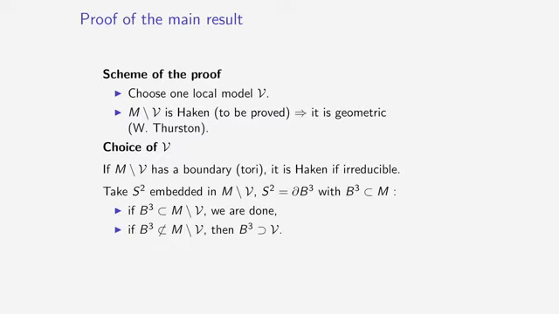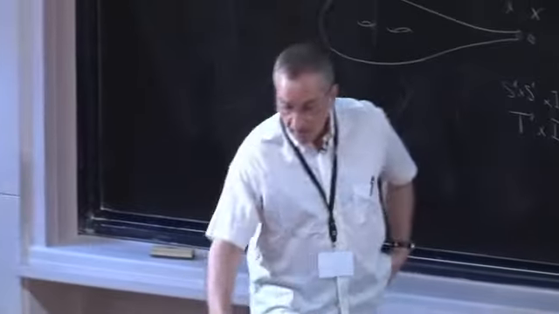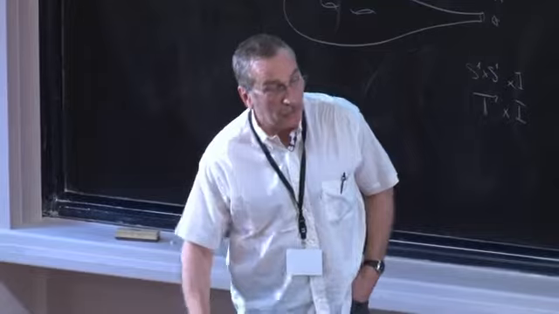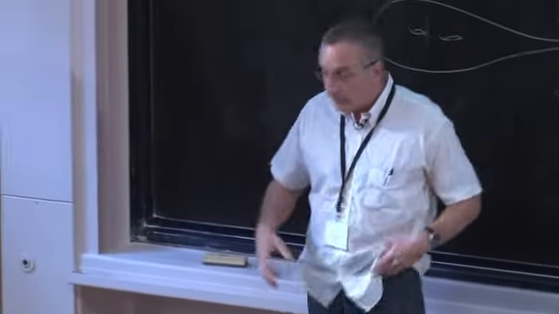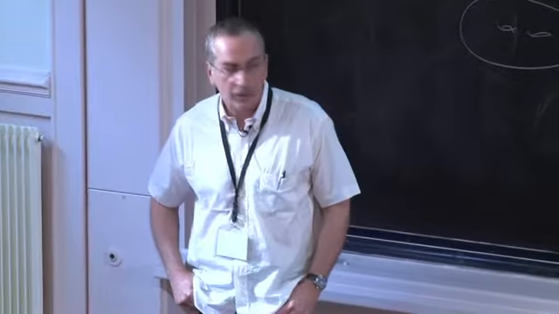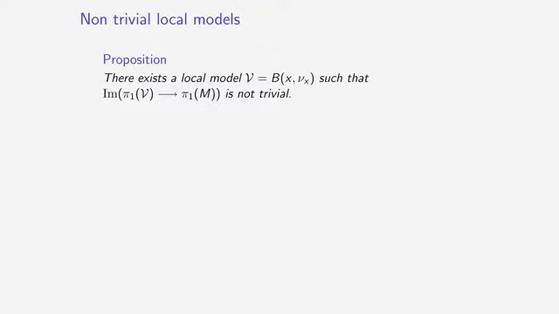Okay, we are stuck, so we can take another local model and try with the other one. So with this proof, we are always stuck when all local models are included in a topological ball, and there's nothing we can do. So let's try to prove that there is a local model, which I call V, which is a metric ball with this radius of nu of x that I mentioned at the beginning, which is not included in a topological ball. So a way to do this is to show that it's not homotopically trivial.